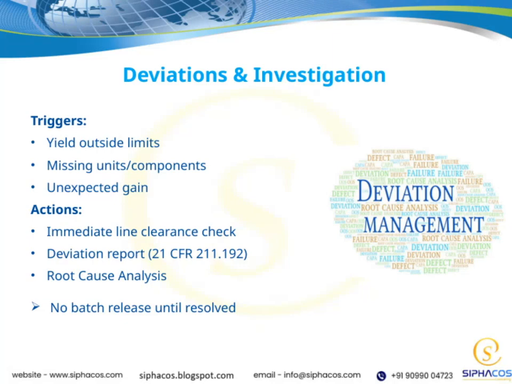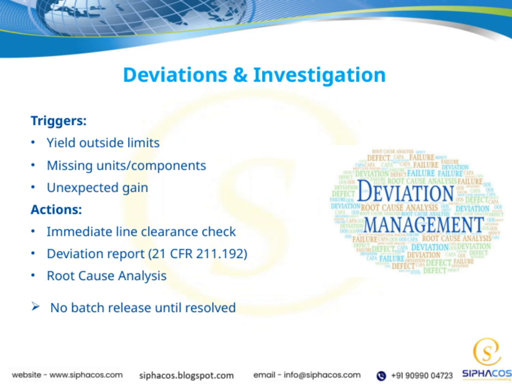Now let's discuss deviations and investigation. When we encounter triggers such as yield outside limits, missing units or components, or unexpected gains, it's crucial to act promptly. These triggers indicate that something might be off in our process and require immediate attention.